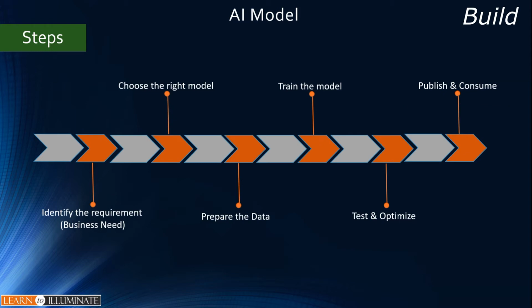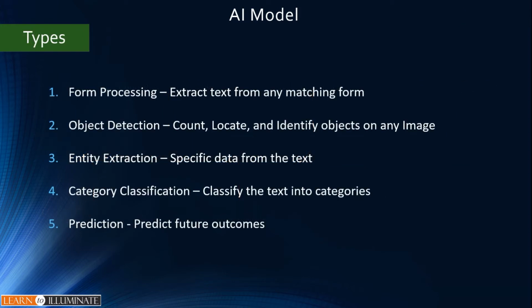I can say that accuracy is based on how many documents and what type of documents we trained, like JPEG or PDF, and in different resolutions. We have 5 types of AI model. Let us review each one of them.